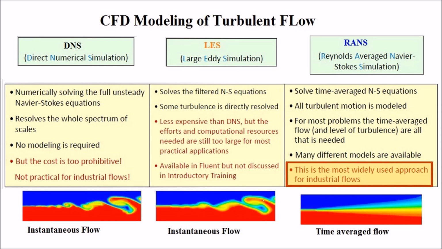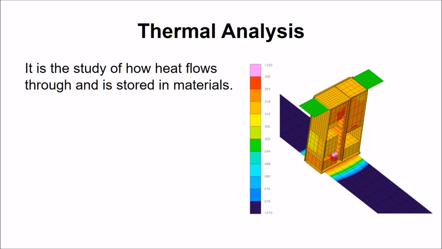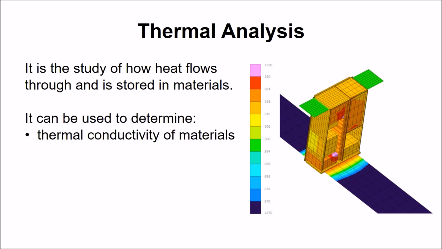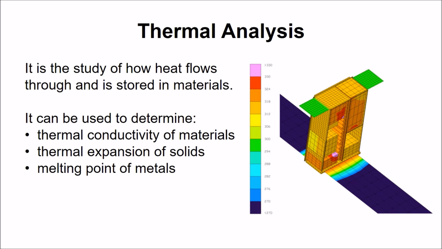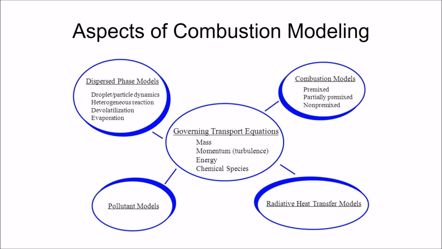Next is thermal analysis. Thermal analysis is the study of how heat flows through and is stored in materials. It is used to predict the behavior of materials under various conditions, including high temperatures. Thermal analysis can be used to determine the thermal conductivity of materials, the thermal expansion of solids and the melting point of metals. It can also be used to study phase changes such as vaporization of liquids. For accurate thermal analysis, a CFD engineer should be familiar with the concepts of combustion and conjugate heat transfer.